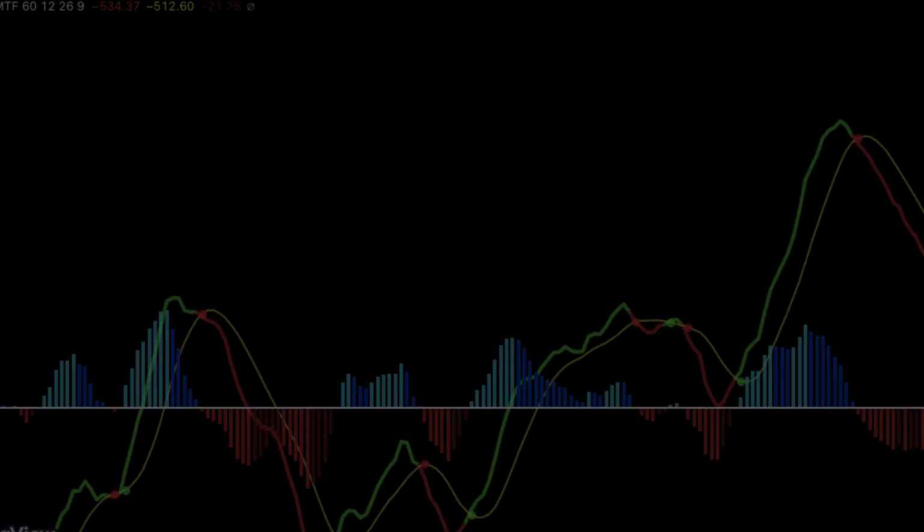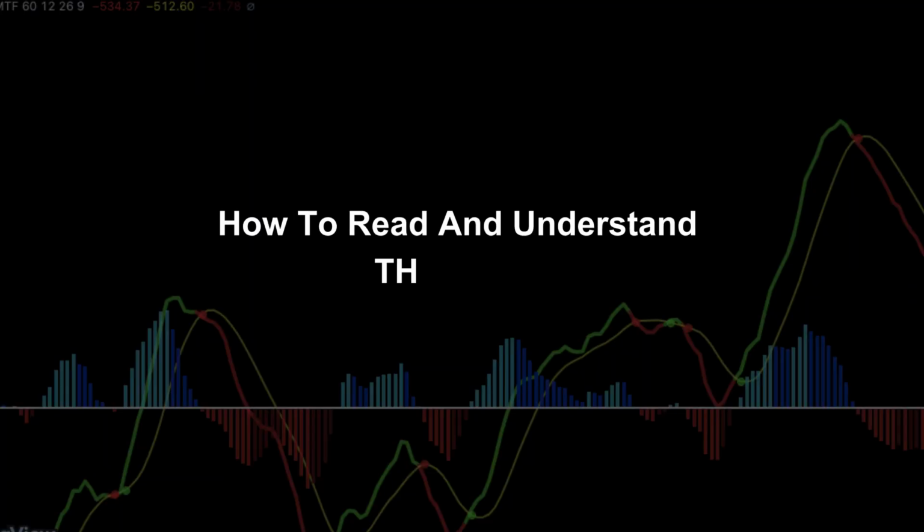In the previous lesson, we had an introduction to MACD. So in this lesson, we will discuss how to read and understand the MACD. Here is a breakdown of the MACD indicator.